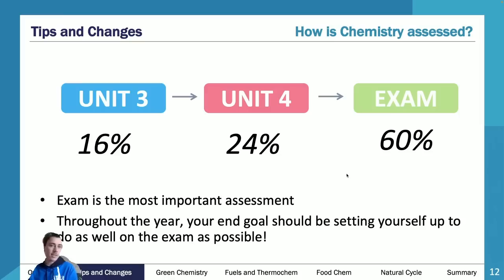And then how is chemistry assessed? This is something that you should all know at the start of the year. So you start off with Unit 3 worth 16%, Unit 4 worth 24% because they are bigger. The exams are 60%. The exam is worth the majority of the year. It's big, it's difficult. You need to make sure that you are ready for it.